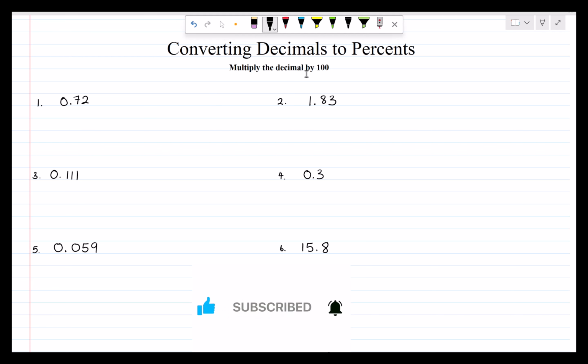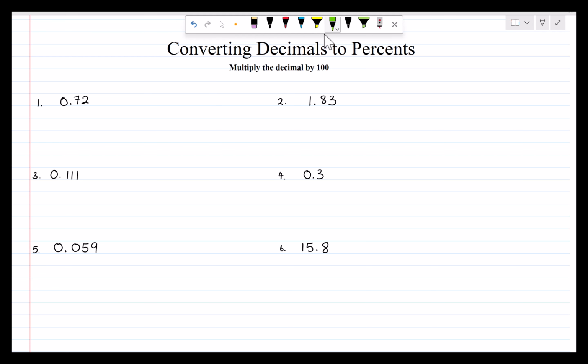What we're going to be doing is to multiply the decimal by 100. And the reason why we're multiplying by 100 is because we are changing it to a percent. Remember, a percent means per 100. So that is why we are multiplying it by 100.